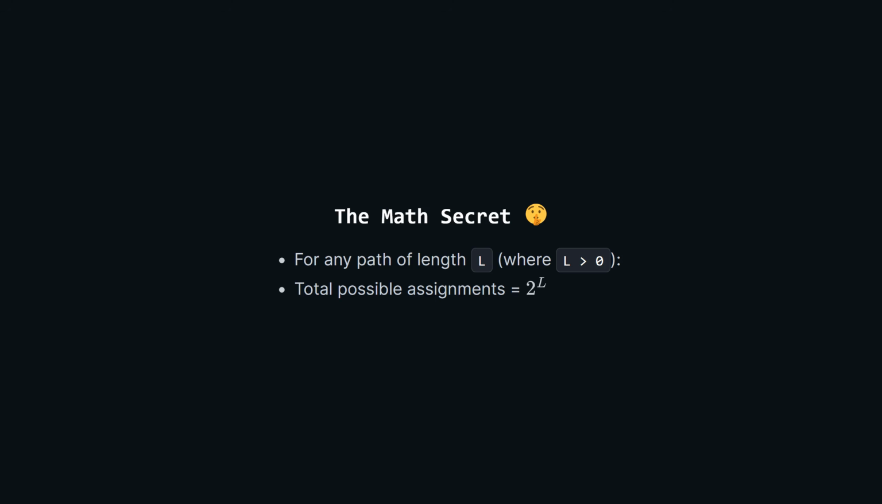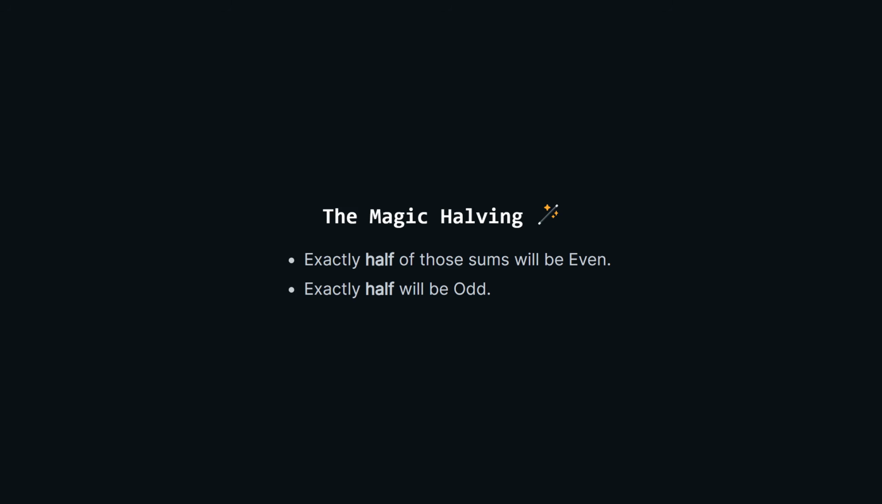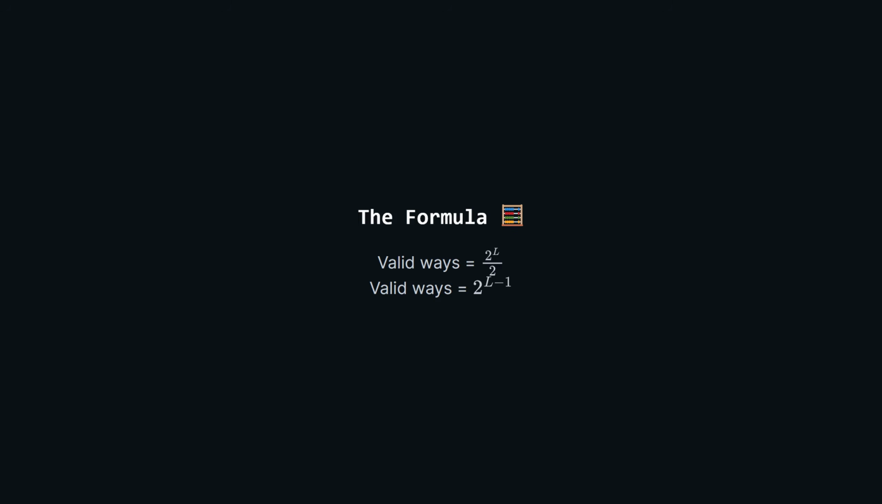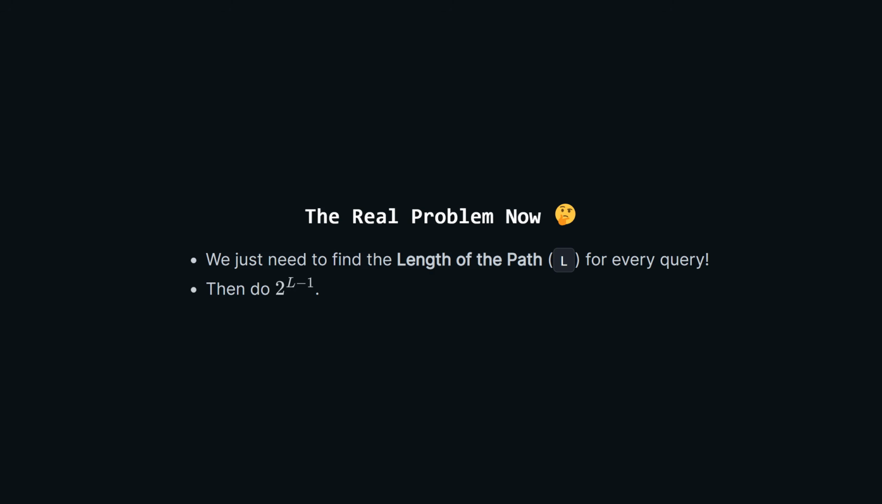Here is the big mathematical secret to this problem, which is actually the core of the easier part 1 version of this question. For any path with a length of L edges, there are 2^L total ways to assign the numbers. Because we are picking between an odd number, 1, and an even number, 2, it turns out that exactly half of all possible combinations will result in an even sum, and the other half will result in an odd sum. So, if we want just the odd sums, we take the total combinations and divide by 2. Mathematically, 2^L divided by 2 is just 2^(L-1). This makes things so much simpler.